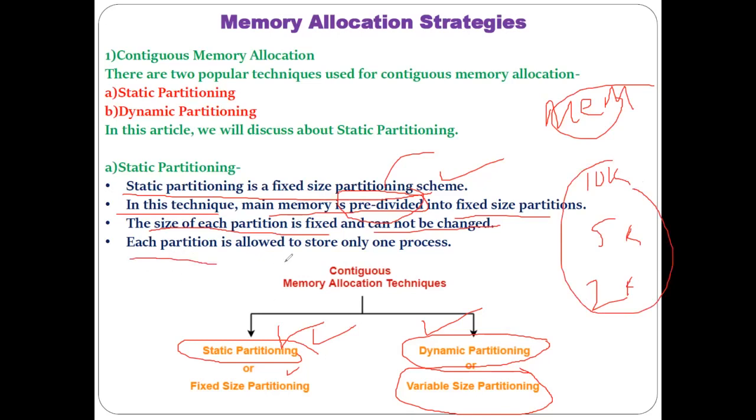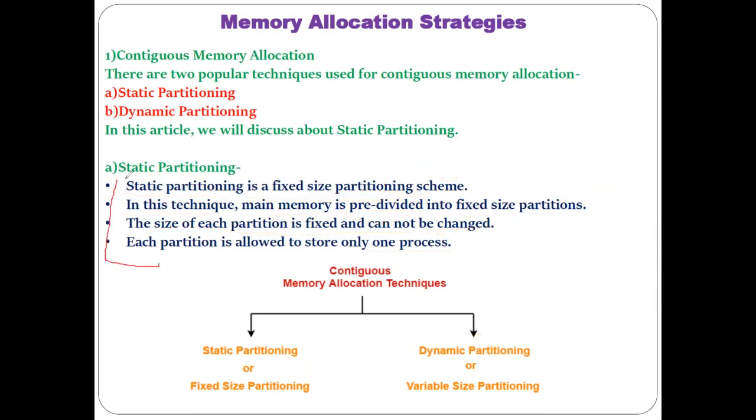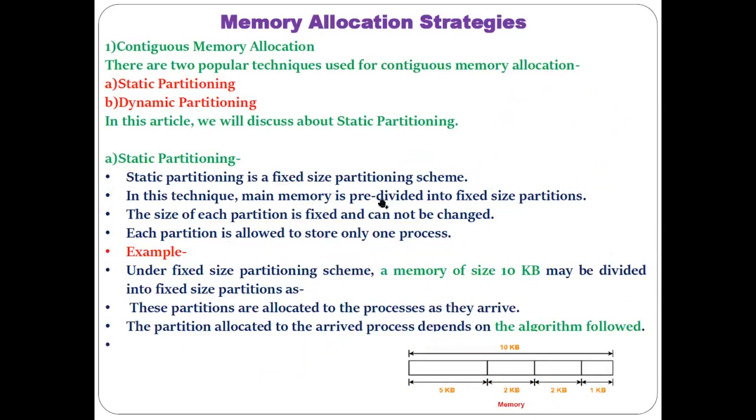And each partition is allowed to store only one process. Each partition can store only one process. Understood? So these four important characteristics of static partitioning you should keep in mind. First, it is a fixed size partitioning scheme. Second, memory is pre-divided into fixed sizes. Third, the size of each partition is fixed and it cannot be changed. And last, each partition is allowed to store only a single process. So this is what is referred to as a static partitioning scheme.